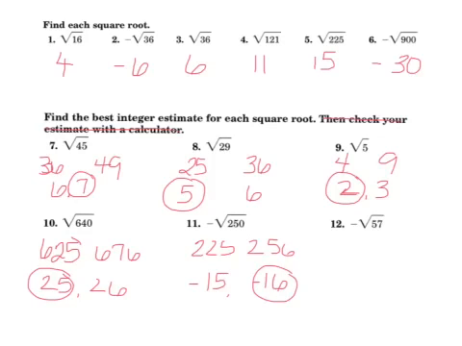All right, and then this last one. So I'm thinking, what would this lie between? Well, it would lie between 49 and 64. The square root of 49 is 7, and the square root of 64 is 8. And so now I'm trying to think which one this would be closer to, and it is a little bit closer to 64.